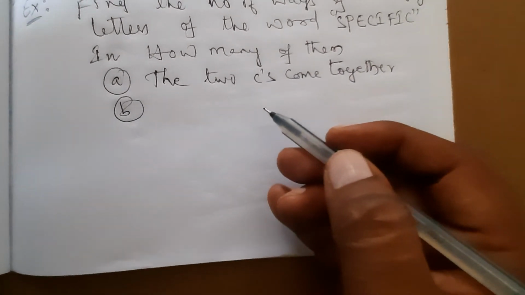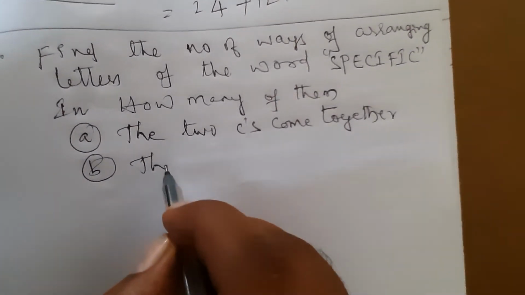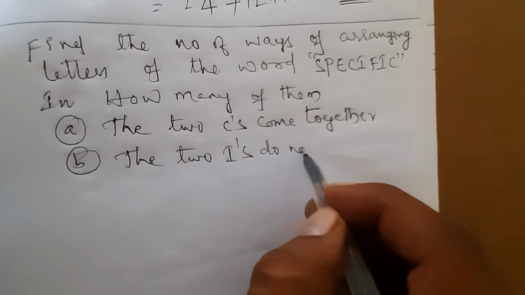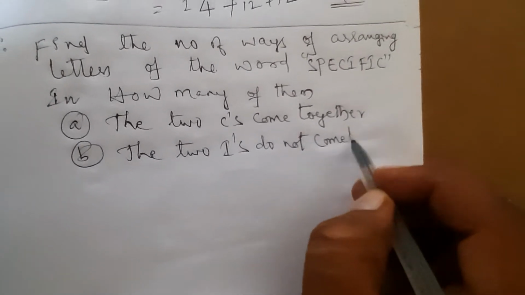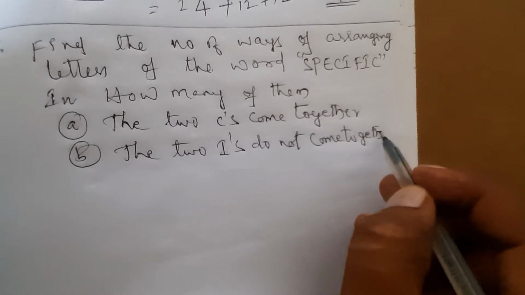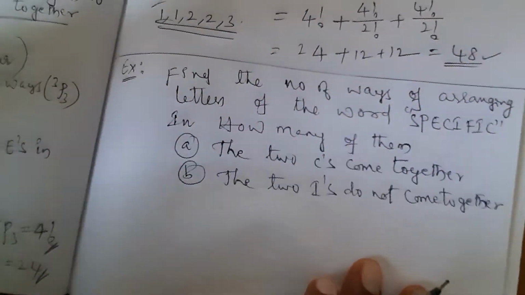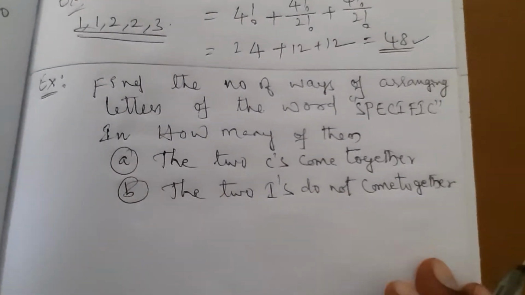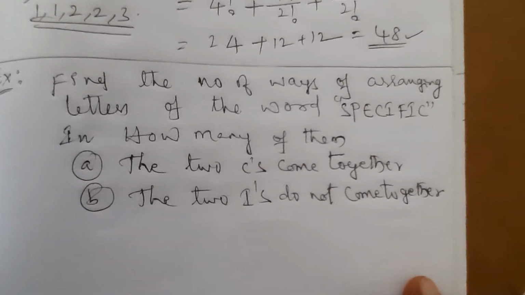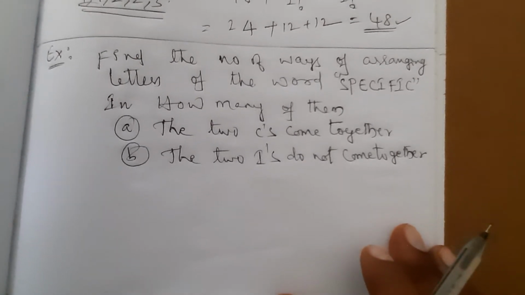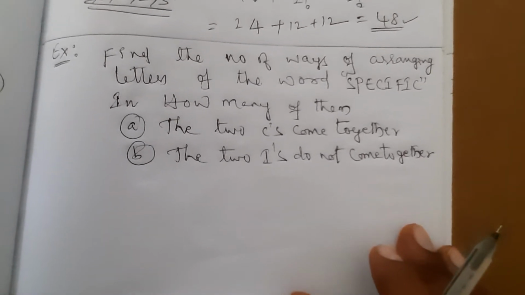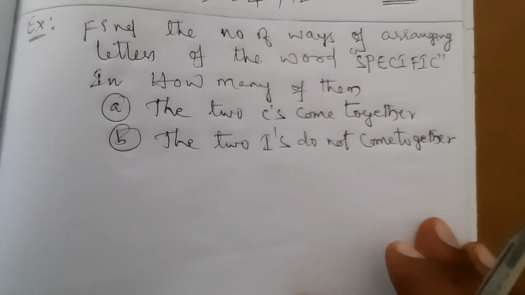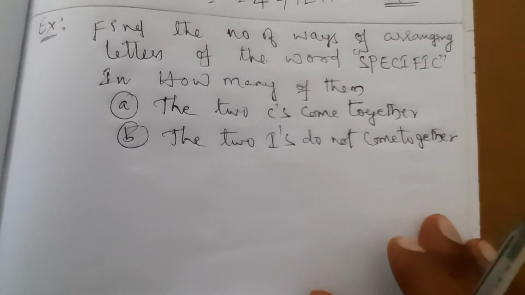The second part is, the two I's do not come together. The two I's do not come together. This is the part. Okay, listen all of you. Here the question is, find the number of ways of arranging the letters of the word SPECIFIC. Till there, one part. In how many of them do the two C's come together, one part. The two I's do not come together.